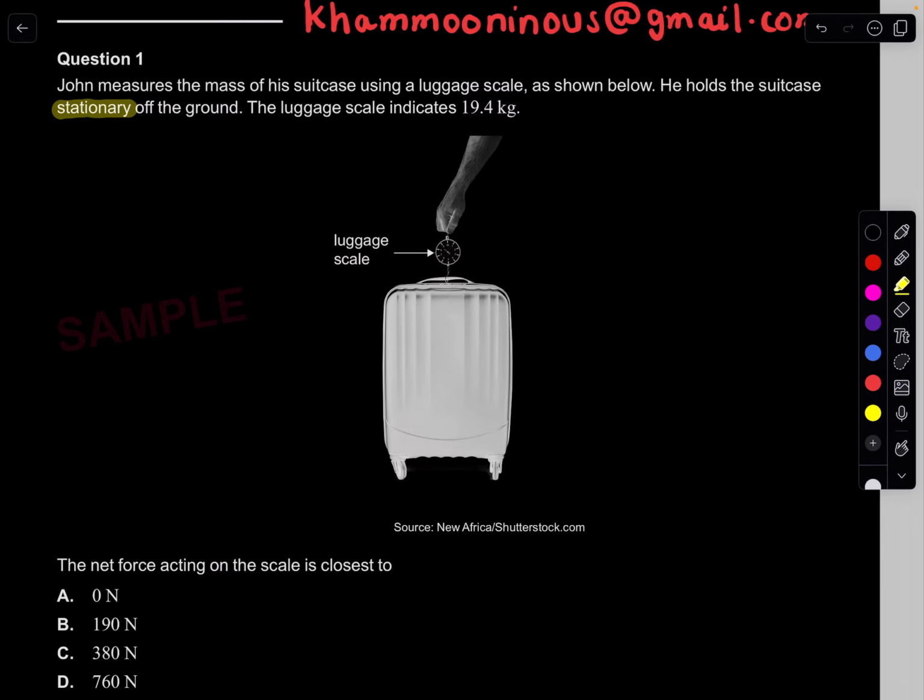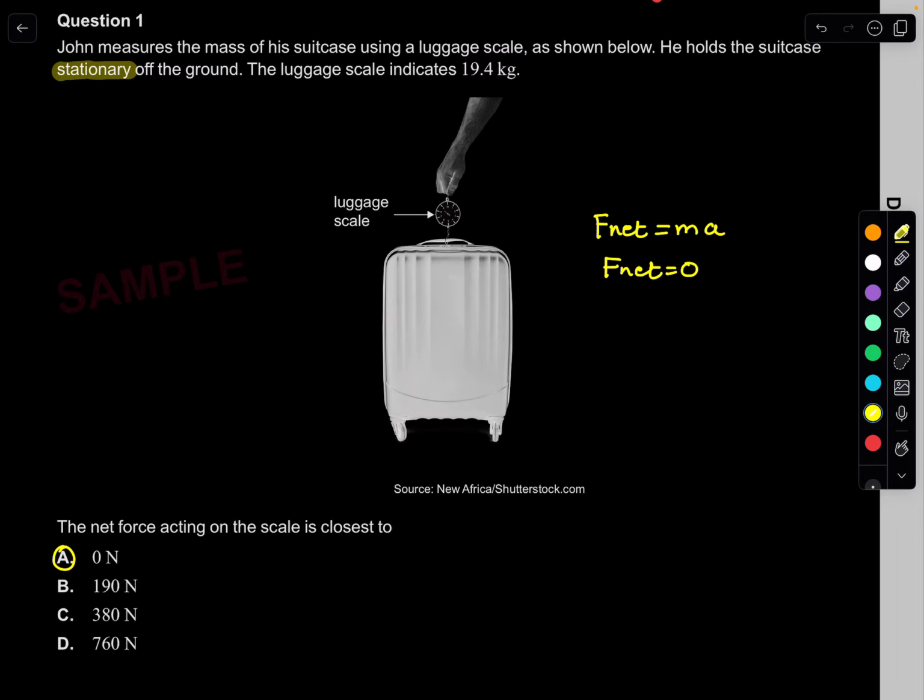We know that if it is stationary, it means it's not accelerating. And remember, F net equals mass times acceleration. If your acceleration is 0, it means your net force has to be 0. Beautiful. So the net force is closest to A, 0 newtons.